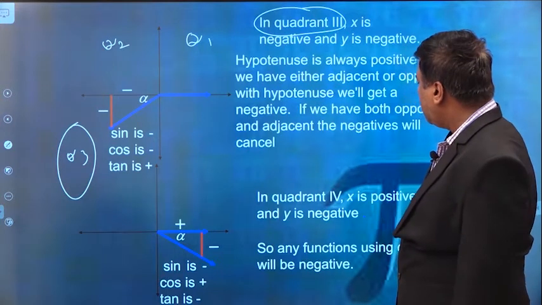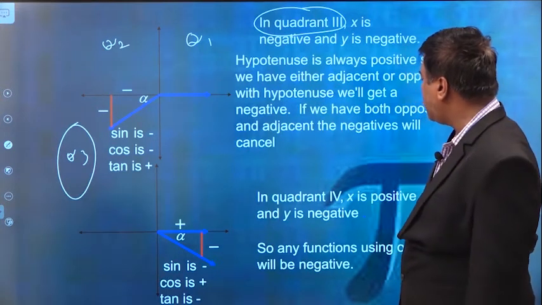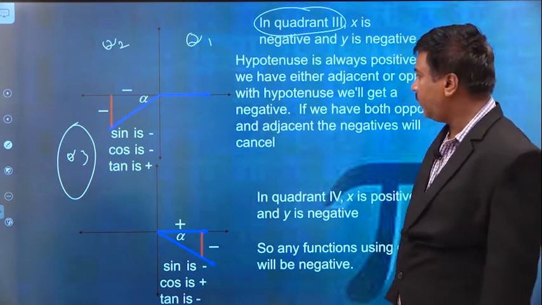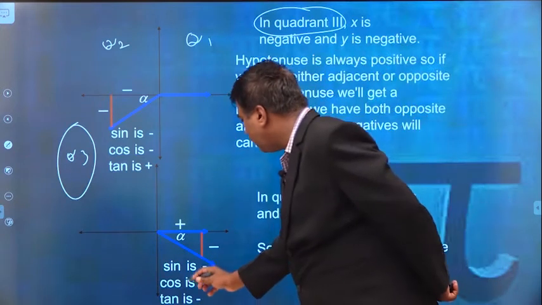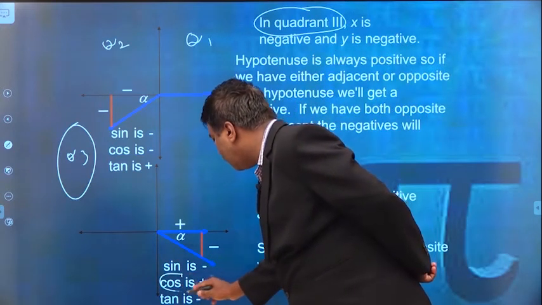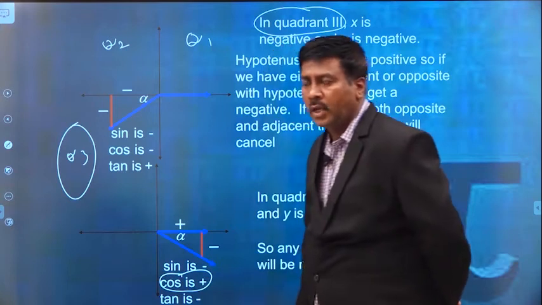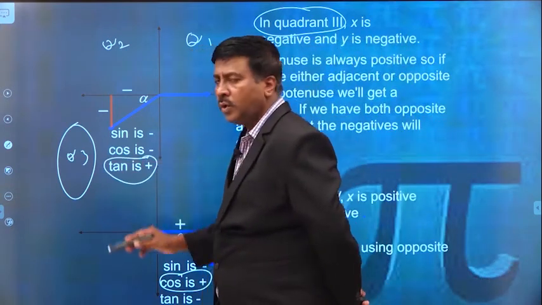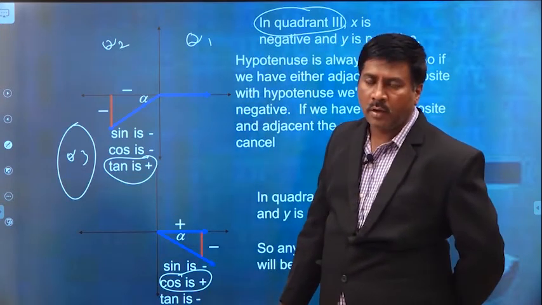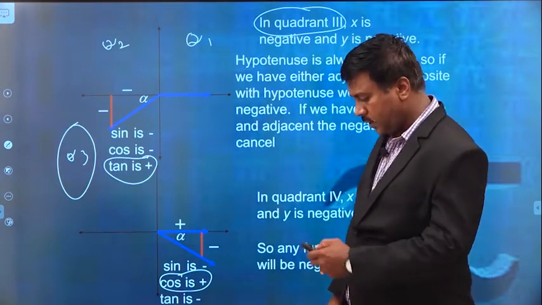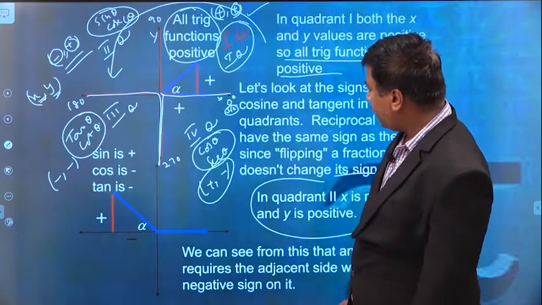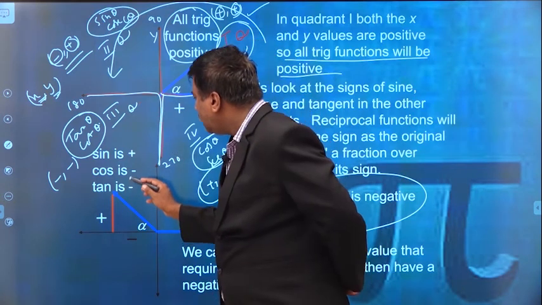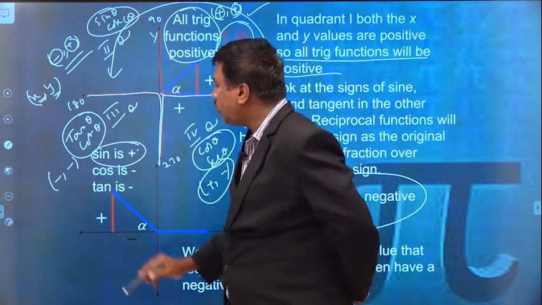In a similar way, in the fourth quadrant, x is to be positive and y is to be negative. So any function using the opposite will be negative. That is why only cos theta is positive, and the remaining two, sine and tan theta, are negative. In the third quadrant, only tan theta is positive, and the remaining trigonometric ratios, sine and cos, are both negative. In a similar way, in the second quadrant, sine theta is to be positive.